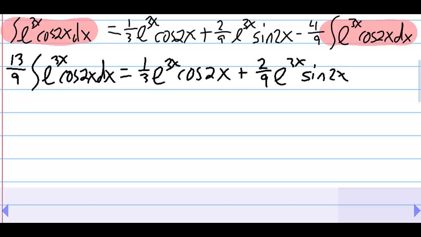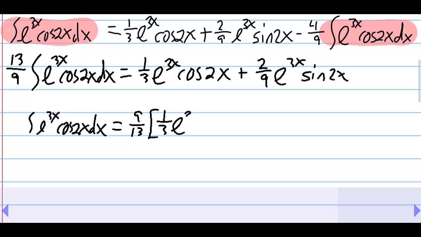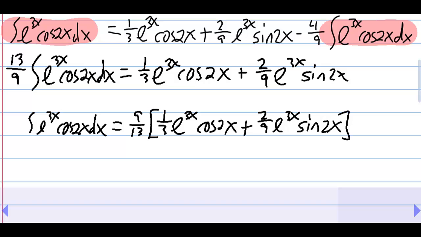So now to solve for the integral e to the 3x cosine 2x dx, we'll multiply both sides of the equation by 9/13, and we get the integral of e to the 3x cosine 2x dx equals 9/13 times the quantity 1/3 e to the 3x cosine 2x plus 2/9 e to the 3x sine 2x. And I better remember to put down a plus c. Then if you want, you can distribute that 9/13 on through, or you could factor out a 1/3 e to the 3x. I think that's what the back of the book would do. But I'm going to stop here.